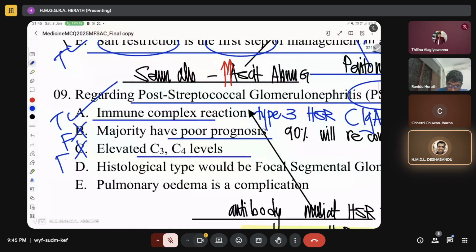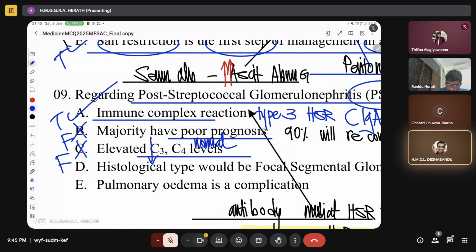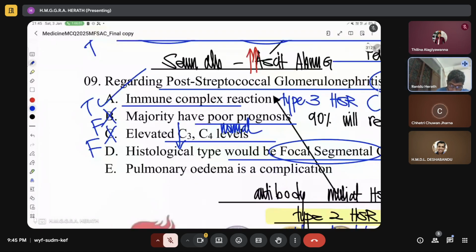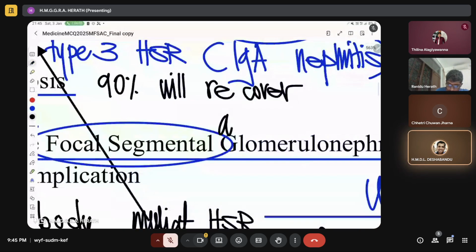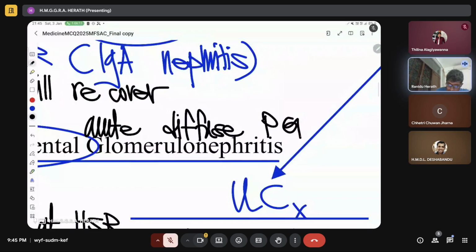C3 reduces, C4 levels are normal. Histological type will be focal segmental glomerulonephritis. True or false? No. What type? Acute diffuse proliferative glomerulonephritis, right?